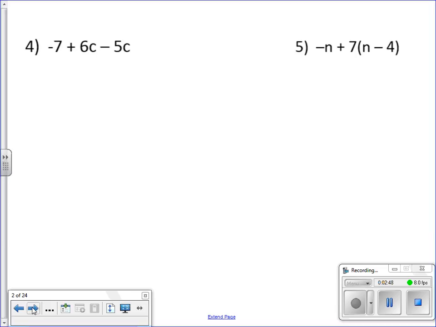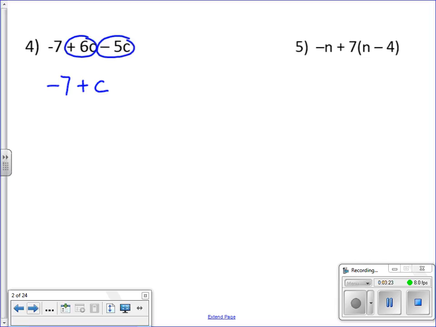All right, we're doing the same thing here, still simplifying. Here now, though, I need to combine my like terms. So remember, circle your terms that are the same. On this first one here, I have a positive 6c, and on this one here, I have a negative 5c. Well, basically, it's positive 6 minus 5, which is going to be 1. So I have a -7 plus c, because it's a positive 1c. I don't need the 1 in front of the c.